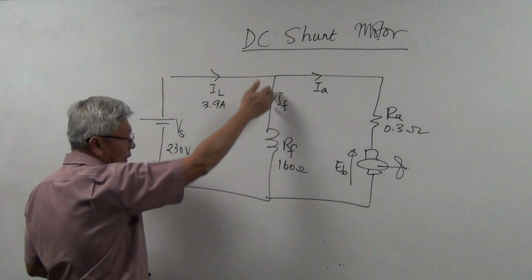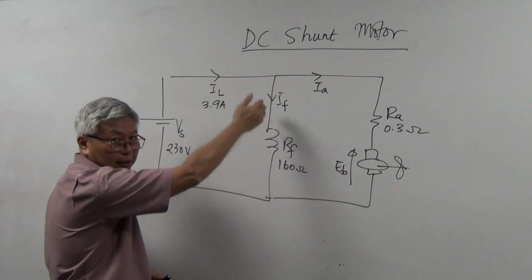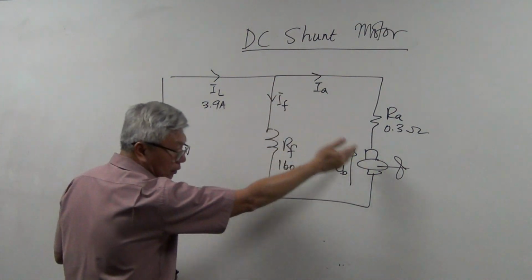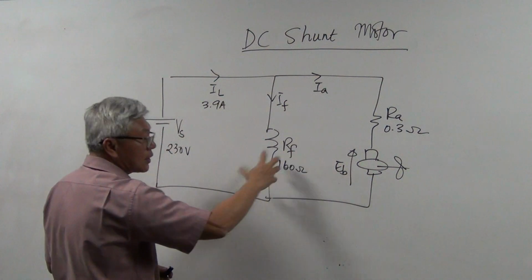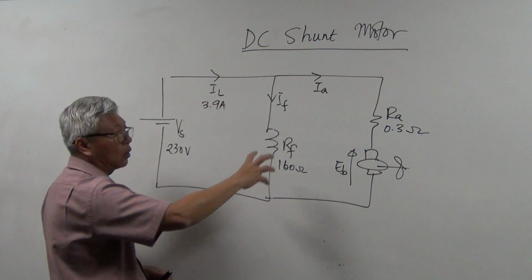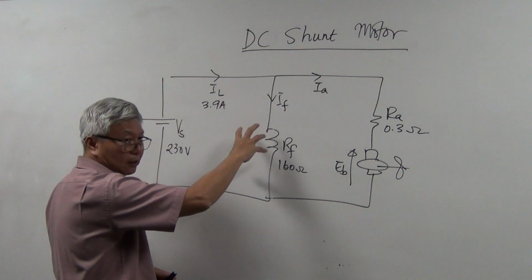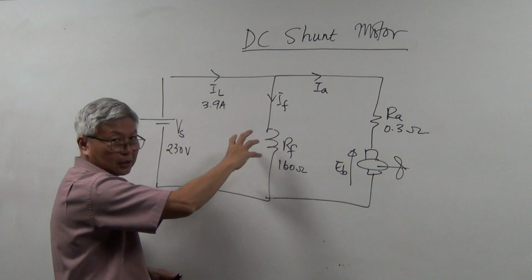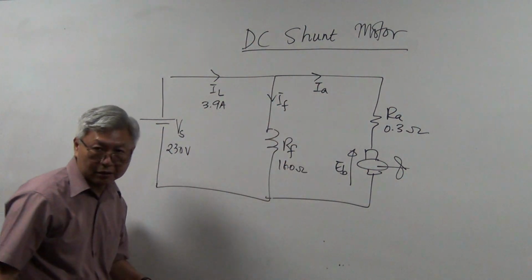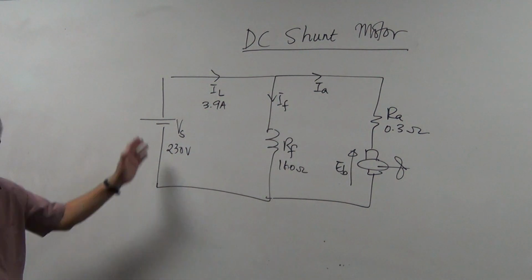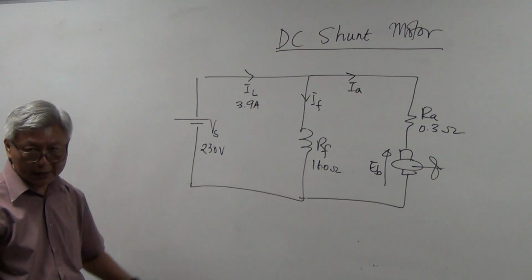Can you see that our RF, our magnetic circuit, is now parallel to your armature? Whereas just now in the separately excited DC motor, your RF circuit, the magnetic circuit, was a separate circuit. But now this is a parallel circuit. Okay? But the concept or the way to analyze them is the same.